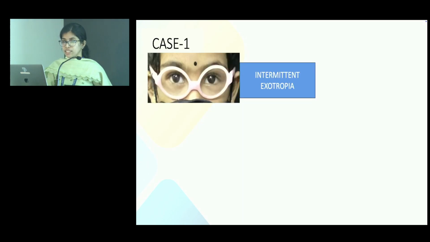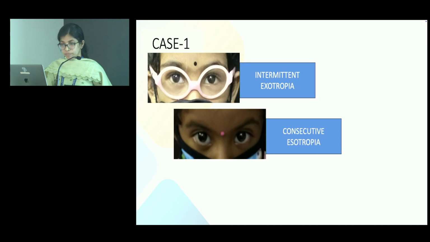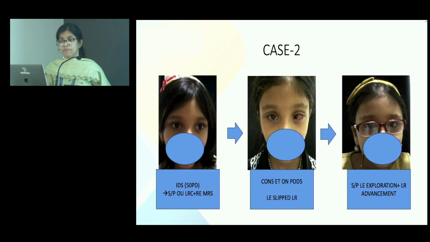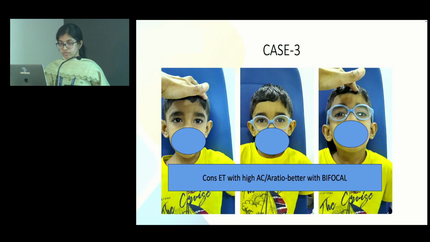These are a few cases. A case of a child with intermittent exotropia, post bilateral LR recession. She developed consecutive ET and underwent left LR advancement, and she's doing good. This child presented on post-operative day 5 with large angle ET with abduction limitation and palpebral fissure changes, diagnosed as slipped LR and taken for exploration of LR with LR advancement the next day, and she's doing good.